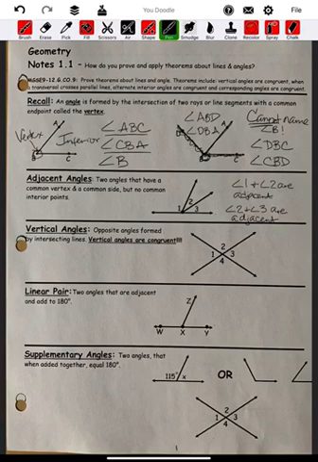Vertical angles, or opposite angles, are formed by intersecting lines. Vertical angles are congruent. For our first set, on this side of the slide, you want to write the word bow tie by the little bow tie. I made sure to put one there. So this is a bow tie.